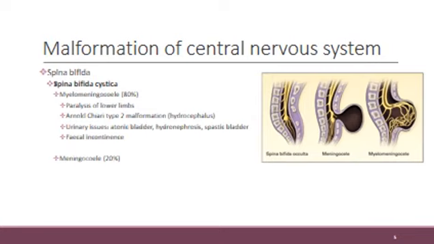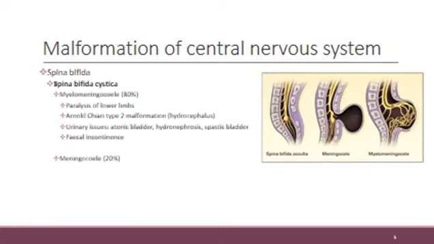Spina bifida cystica has an incidence of 1 out of 1,000 births. The most common form is the myelomeningocele, which occurs in about 80% of patients, where the meninges as well as the cord prolapses through the defect. It can cause paralysis of the lower limbs, and it is strongly associated in the lumbosacral area with Arnold-Chiari type 2 malformation, which is an obstructive non-communicating hydrocephalus with associated abnormalities in the brain and a small posterior fossa.